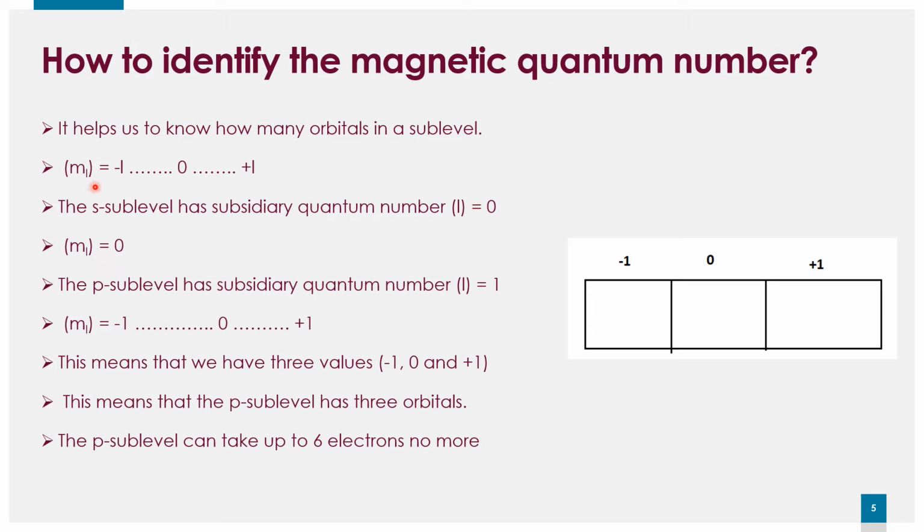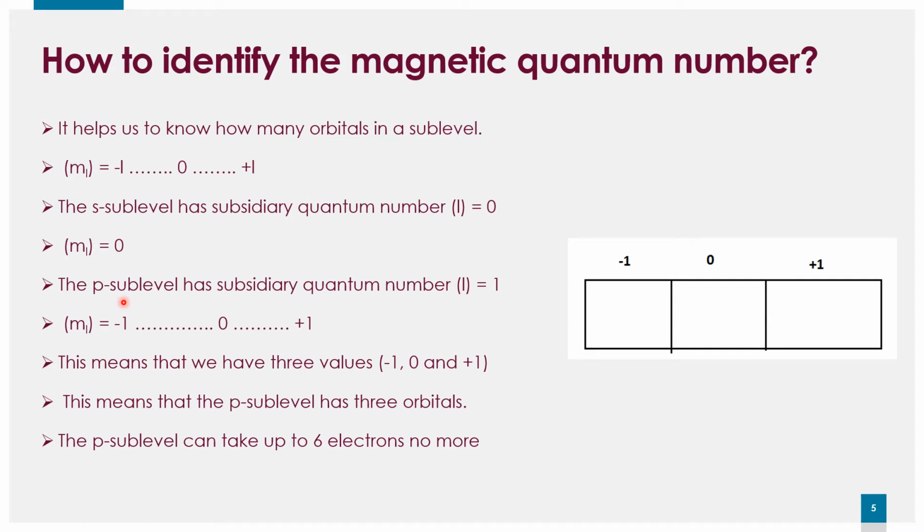This is ML, and it equals 0 in the middle. Again, it's a range of values, and I keep moving until I reach positive L if I move to the right, or I move to the left until I reach negative L. Let's take an example, and we will start with the S sublevel. The S sublevel has a subsidiary quantum number L equal to 0. So I have nothing else, it's only 0, so there is no other value to take its positive or negative range. So ML in this case for S equals 0.